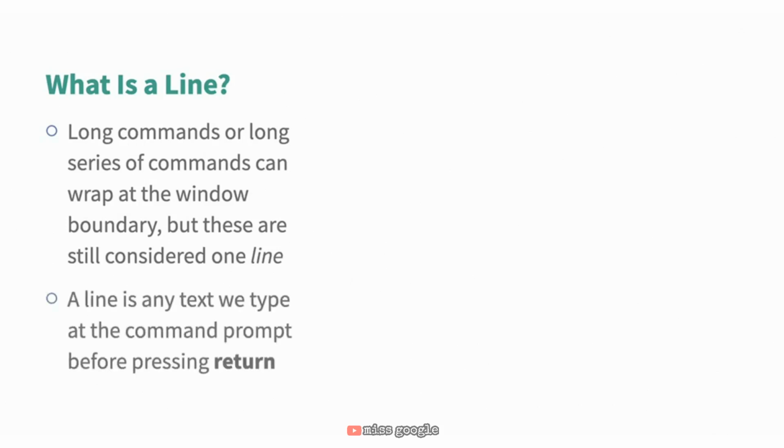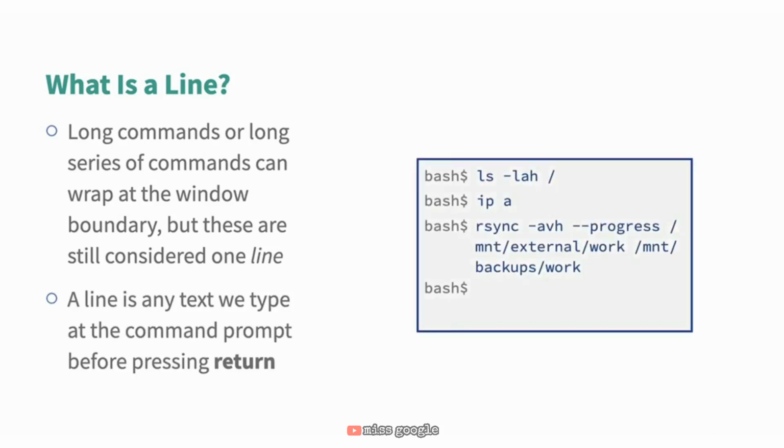What we enter at the prompt is considered to be one line and one line only, up until we press return. So in the case of a long command, what might look to us like more than one line, being wrapped because of space constraints, is really treated as just one long line.